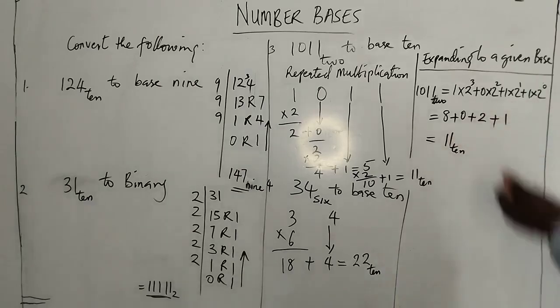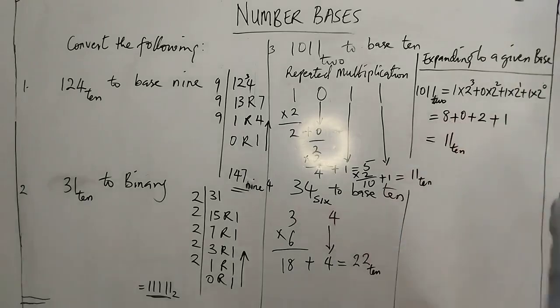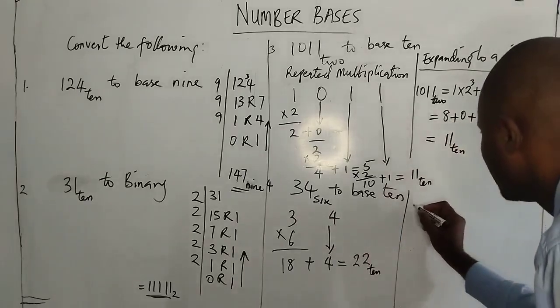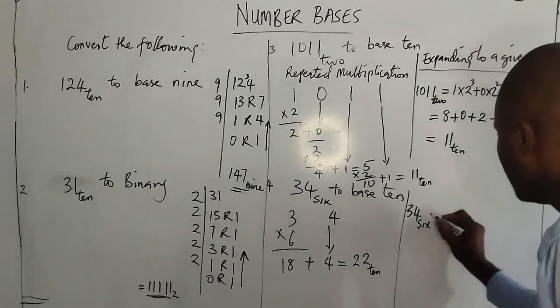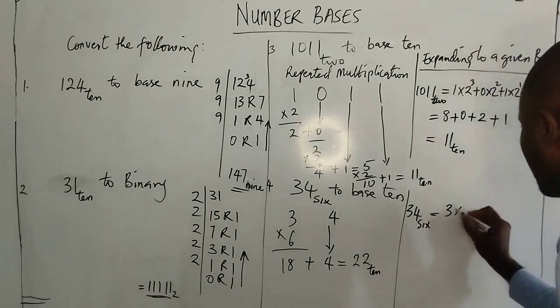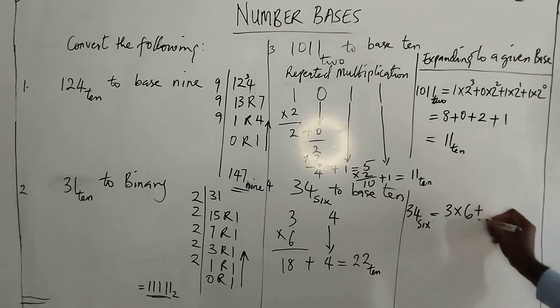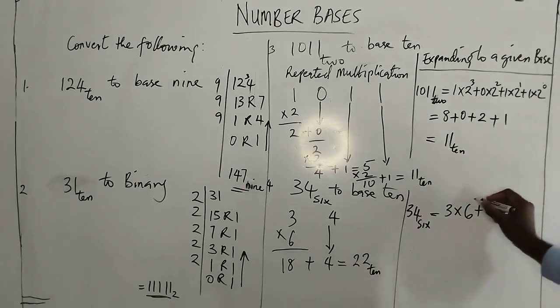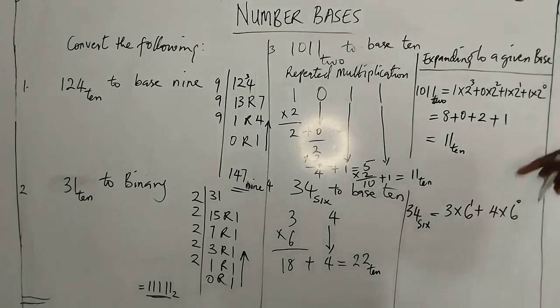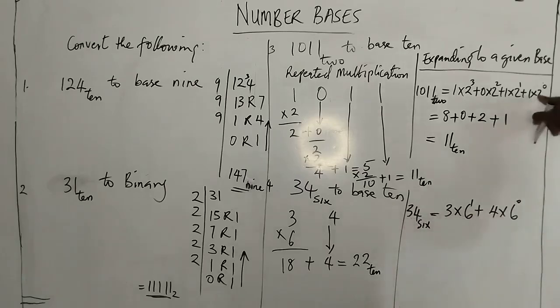If you are interested in using expanding to a given base to solve the same question, you write it like this. 3, 4 base 6 is equal to 3 times 6, we are multiplying by 6 because 6 is the base number, plus 4 times 6. Remember, assign powers to the base numbers, not on the digits, but on the base numbers.